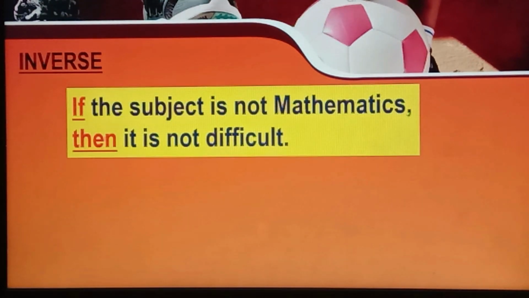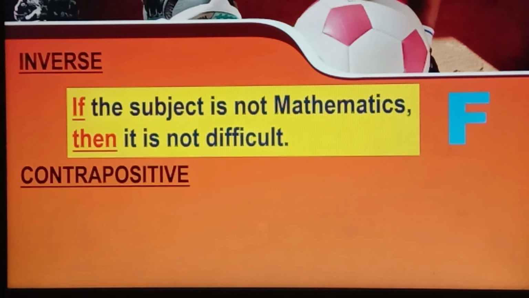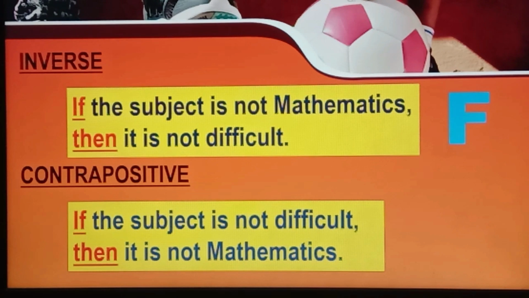And then let us try to get the truth value of the inverse. So the inverse now: if the subject is not mathematics, then it is not difficult. So it would be false, for the same reason as we had for the converse. And then for the contrapositive, the truth value of this statement: if the subject is not difficult, then it is not mathematics. So by assuming that the conditional proposition is true, then you would expect that your contrapositive would also be logically true. I hope you get that.